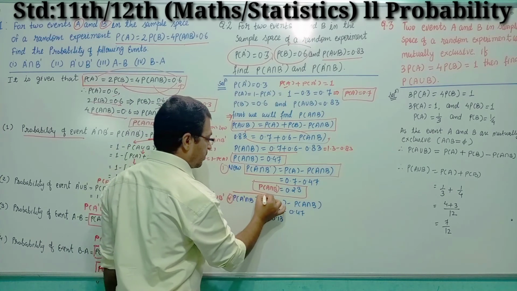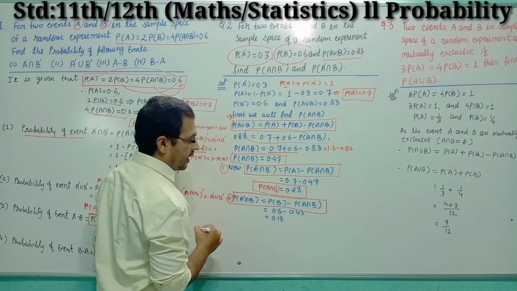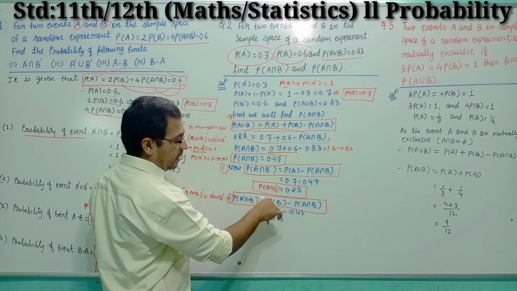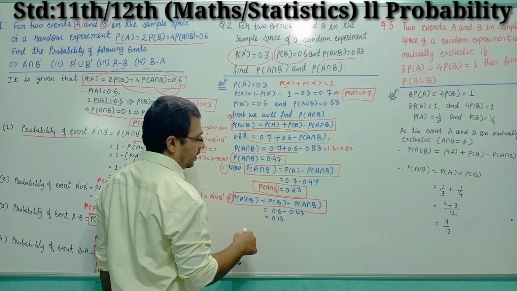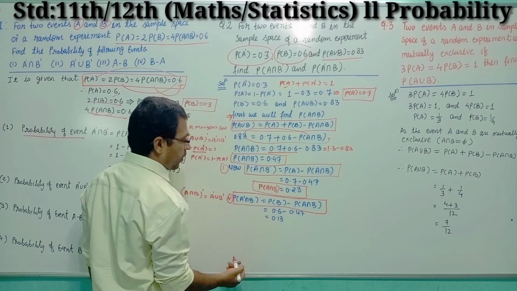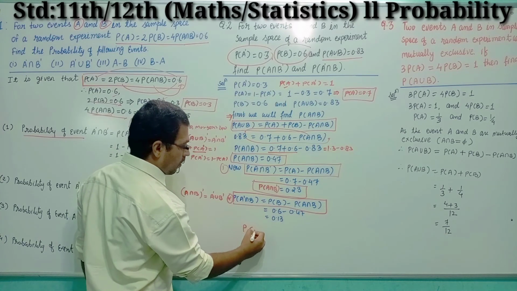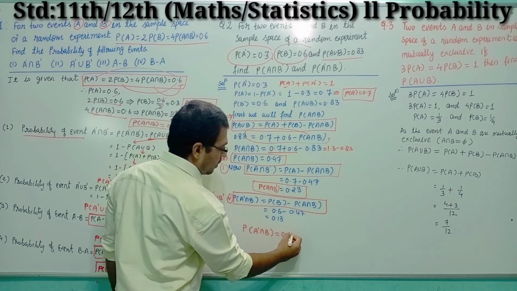This is again one kind of formula. You can note it down in your notebook and highlight it in this way. So P of B is 0.6 and P of A intersection B is 0.47 from the data. So 0.6 minus 0.47, you are getting 0.13. So the probability of A dash intersection B is 0.13.